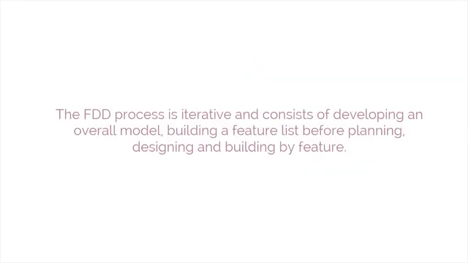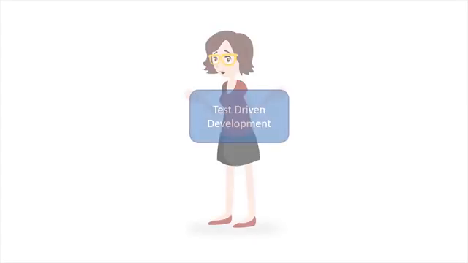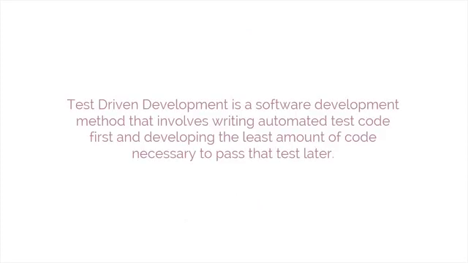The FDD process is iterative and consists of developing an overall model, building a feature list, before planning, designing and building by feature. The sixth method is test-driven development. Test-driven development is a software development method that involves writing automated test code first and developing the least amount of code necessary to pass that test later.